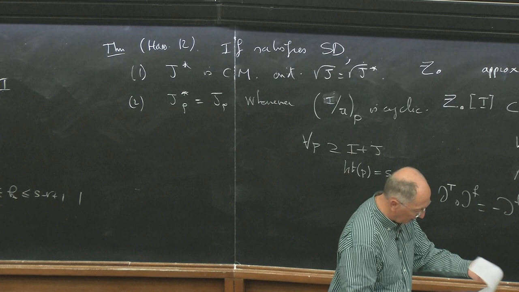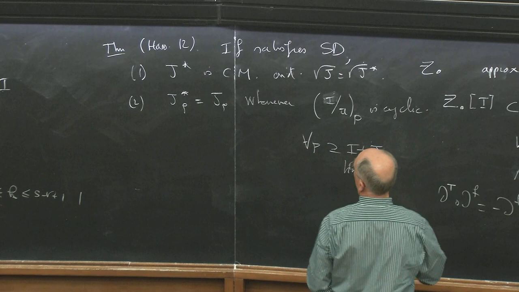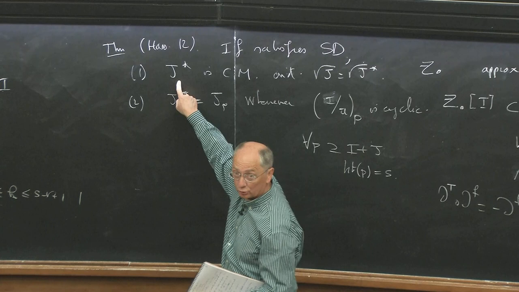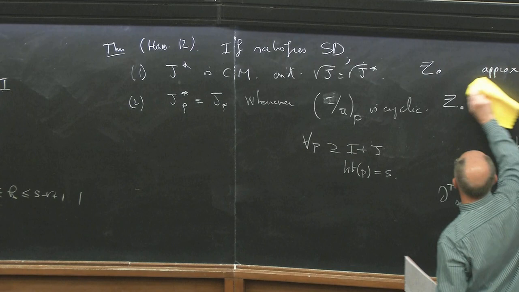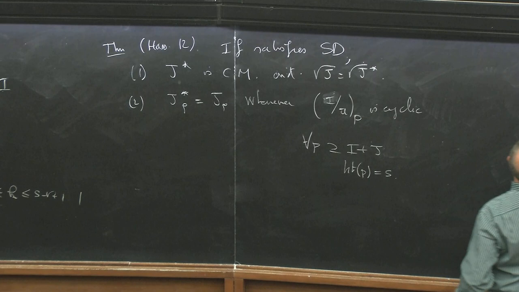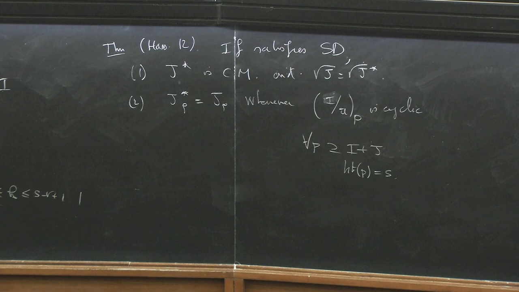OK, so now let me turn to the last part. There are two questions that are interesting. First, to describe this J star in general, OK? And second, to know when it's equal to J, further than these cases, besides the geometric case or some case. So let me explain a bit of this. I think I will have time at least for the first one.